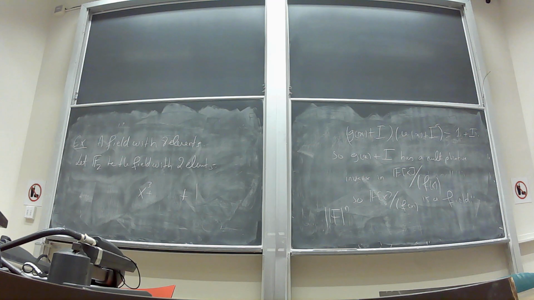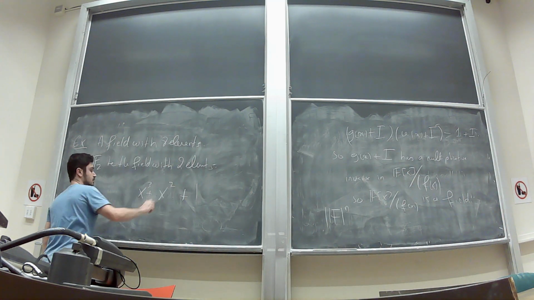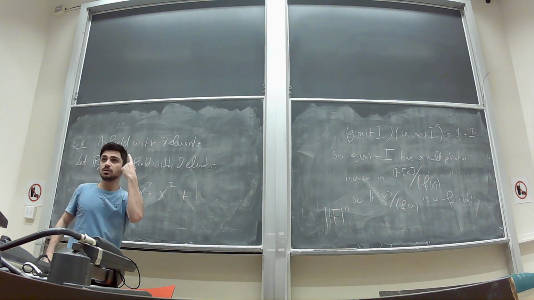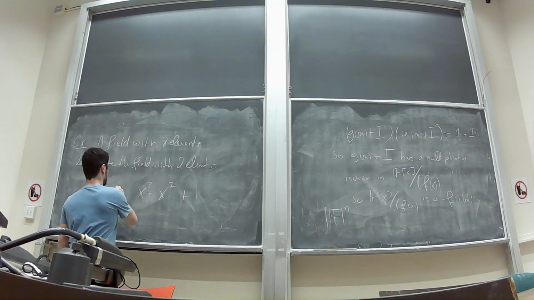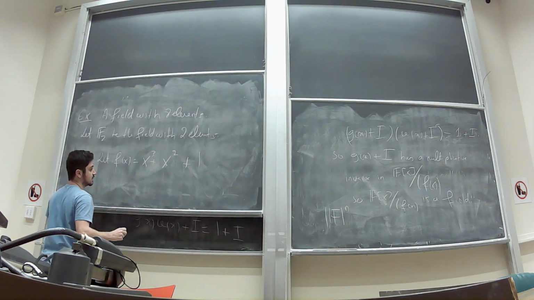What do you need to add? Throw in something. X cubed? No, x cubed is already there. X squared. That's right, x squared. Is this polynomial irreducible? Does it have any roots? Plug in 0, what do you get? 1. Plug in 1, what do you get? 1 plus 1 plus 1 is equal to 1. So does this polynomial have a root? No. Let f of x be equal to x cubed plus x squared plus 1.